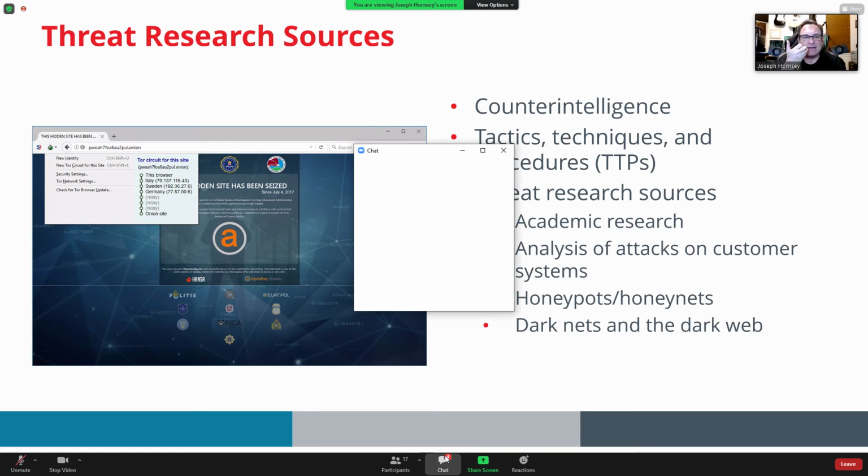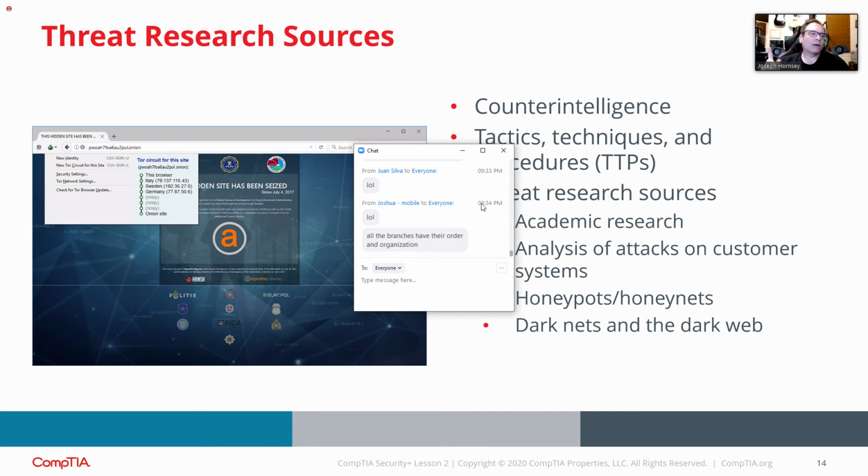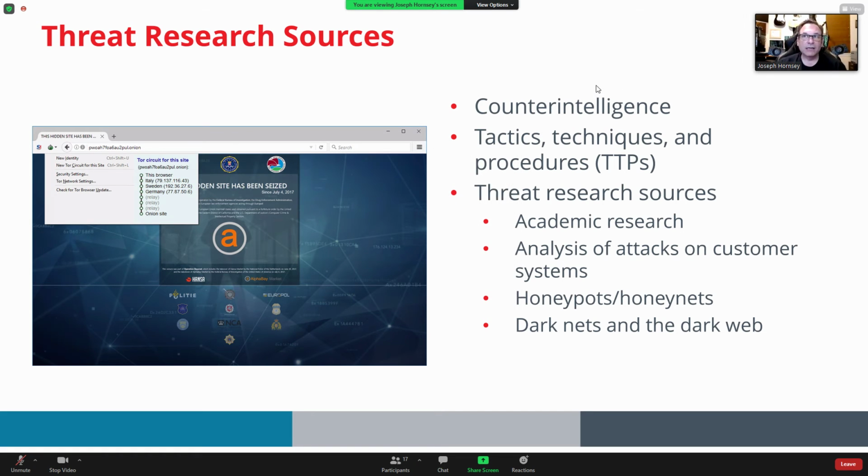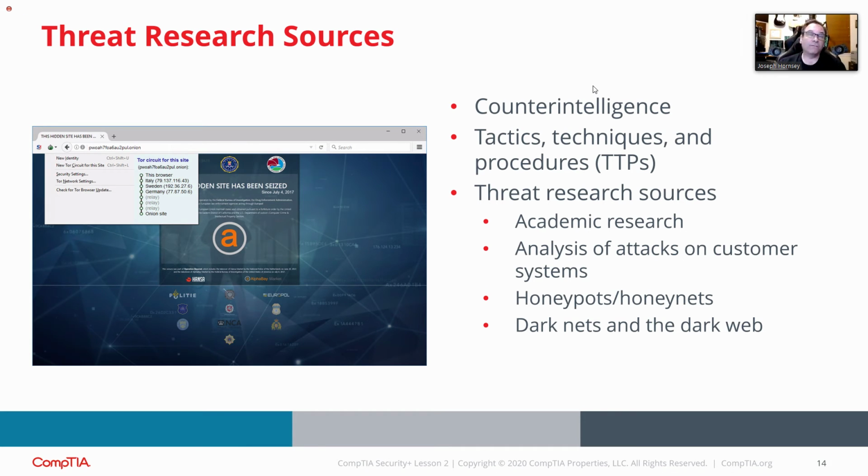Another thing that you can use is a honeypot or a honeynet. And we're going to get into that in more detail later. But a honeypot is where you have a computer that has vulnerabilities and you leave it that way. You might even configure it specifically to have vulnerabilities.